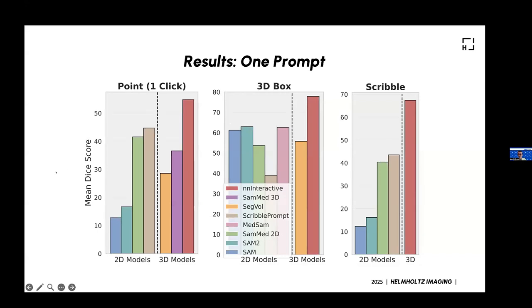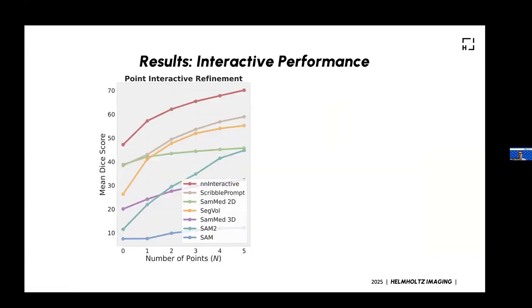But we're not really interested in one prompt, right? We're interested in interactivity. This is where we're going to go. So what you see here is the results with up to 5 interactive point prompts. And you can see that we start off very high and also lead the field in the end with nnInteractive, which is super cool.